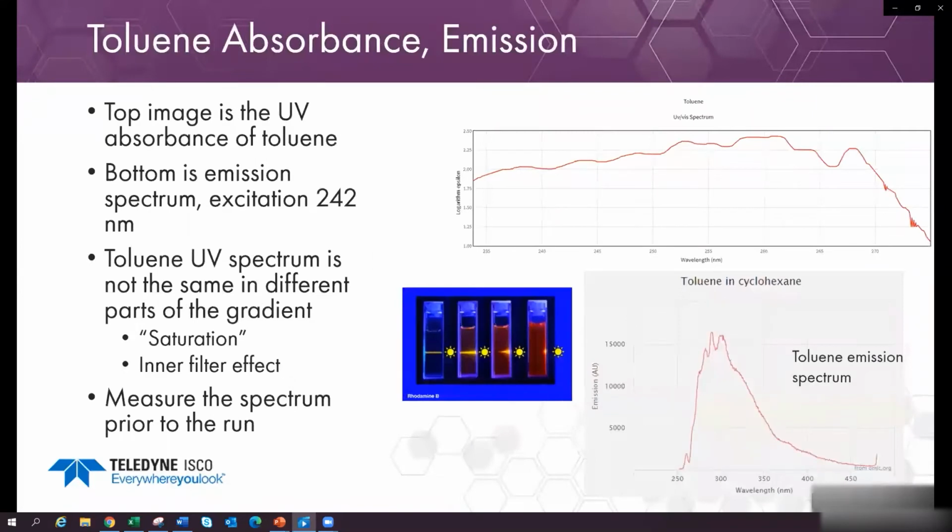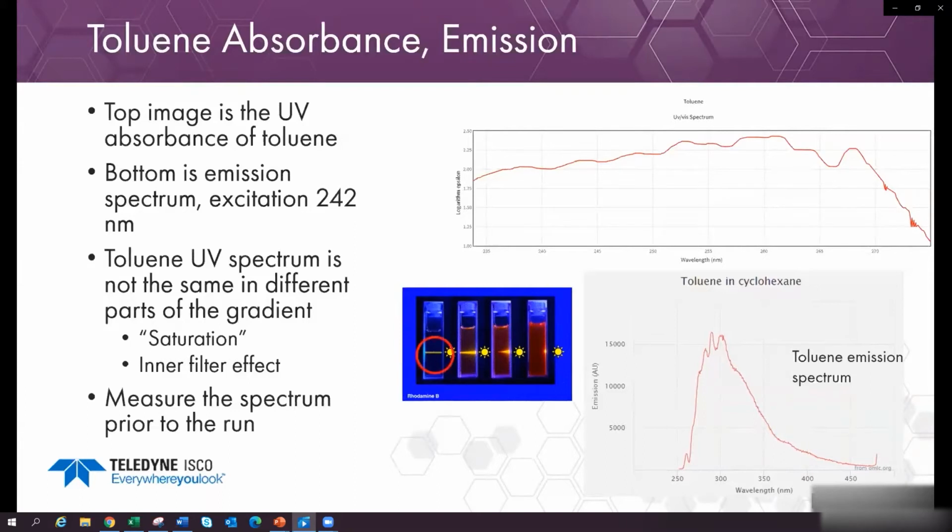Toluene has a strong absorbance from 200 to beyond 280 nanometers and a strong fluorescence emission into the visible region. The UV lamp causes the excitation. So the absorbance and emission are not linear when run in a linear gradient. We measured the absorbance spectrum with a gradient outside the column before the run.